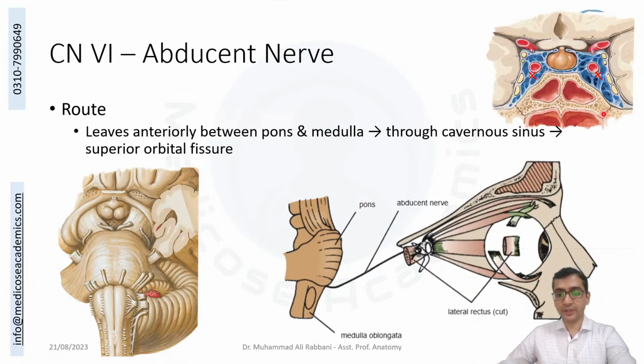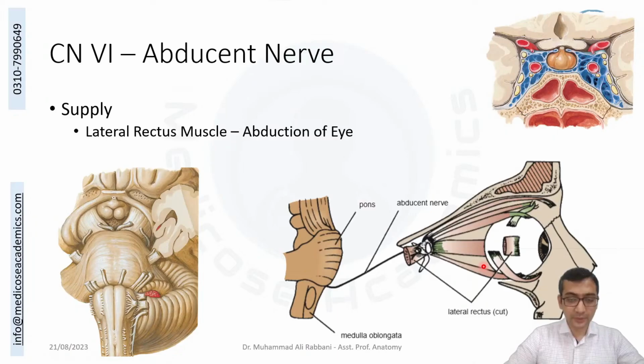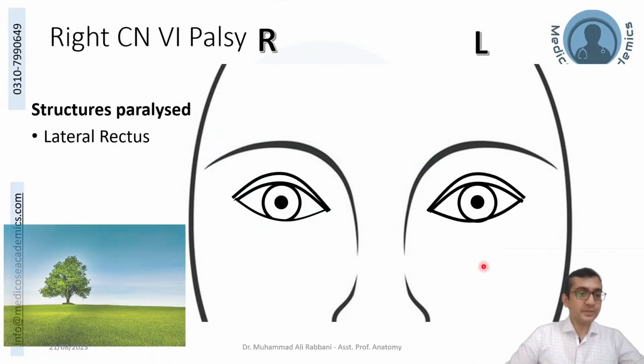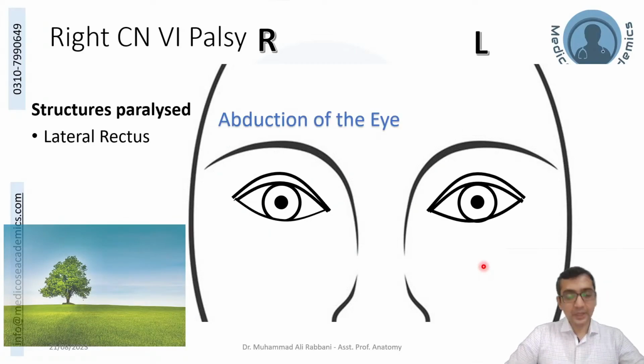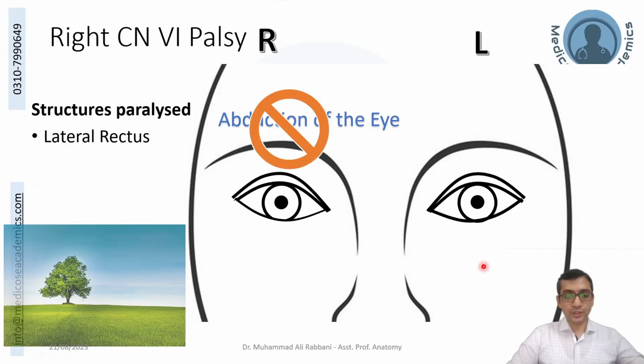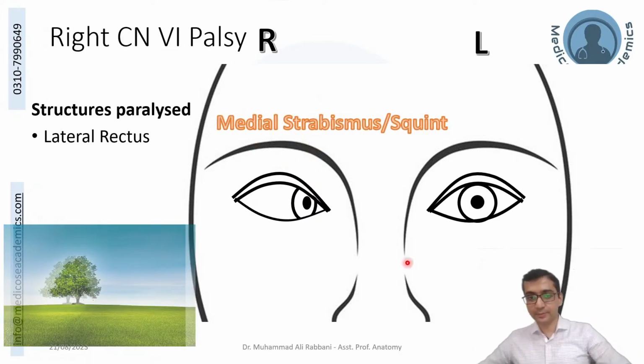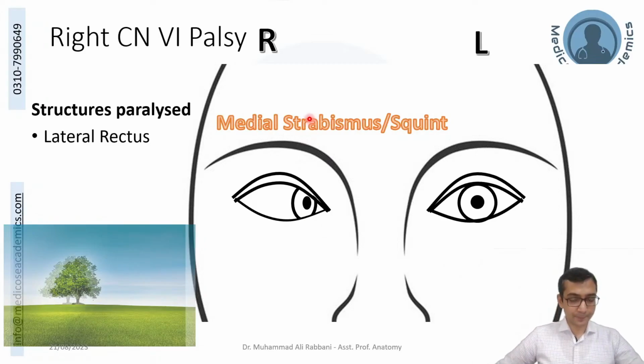And it moves from there, and it enters the orbit through the superior fissure, and it supplies one muscle, that is abductor, lateral rectus muscle. So what that muscle was doing, actually it was responsible for the abduction of the eye. When that abduction is not occurring, that tone is lost, the medial rectus will dominate and pull the eye towards itself, and that is called medial strabismus, medial squint.